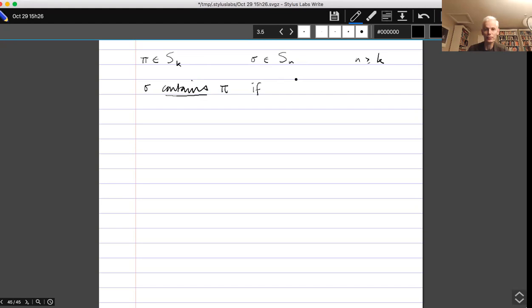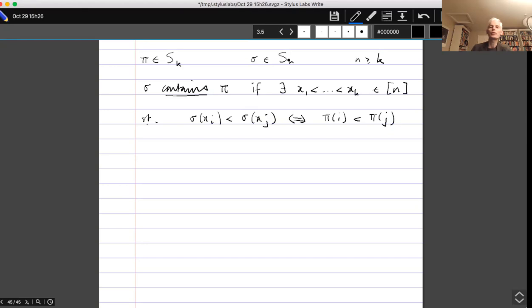if we can find x_1 less than ... less than x_k belonging to [n], which is the set that sigma is permuting, such that sigma(x_i) is less than sigma(x_j) if and only if pi(i) is less than pi(j). So what that's telling us, if we take the elements x_1 up to x_k, sigma doesn't have to permute those elements, because it could send them to completely different elements, but it does have to reorder them in some way. And if the reordering of x_1 up to x_k is exactly the way that pi reorders the elements from 1 to k, that's when we say sigma contains pi.